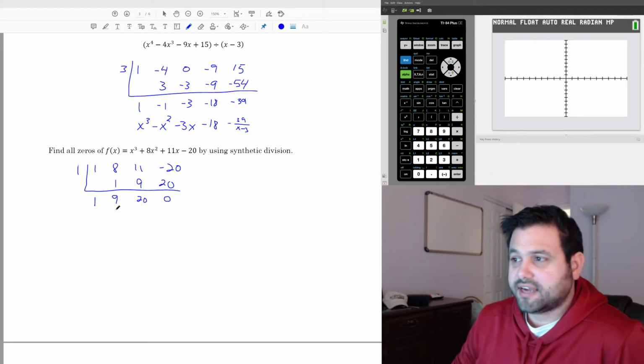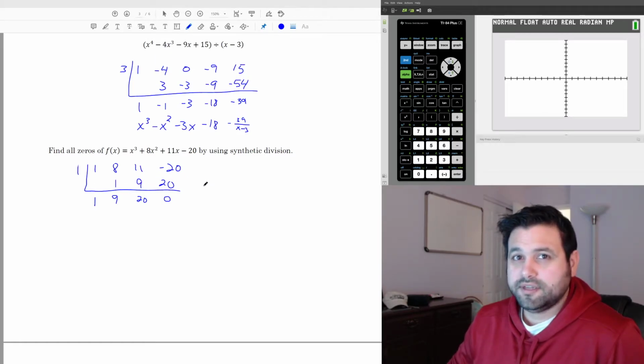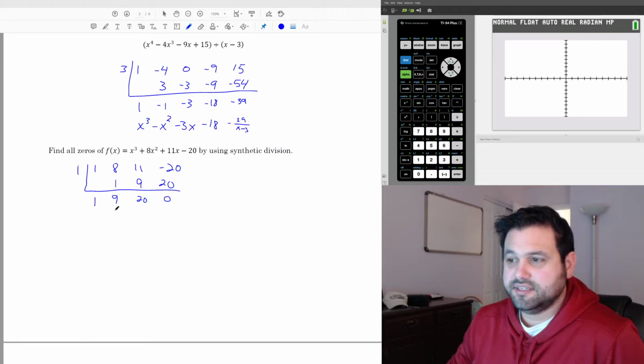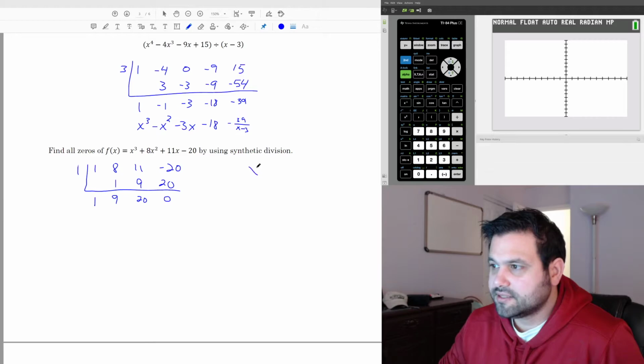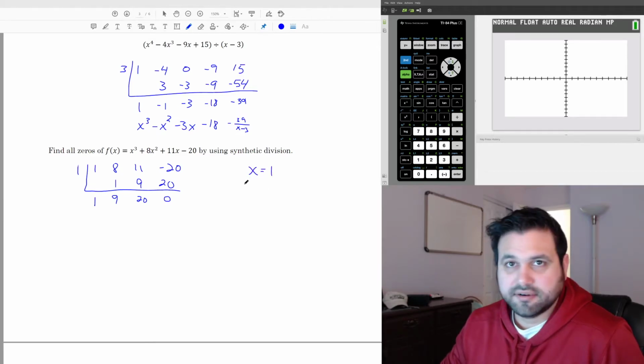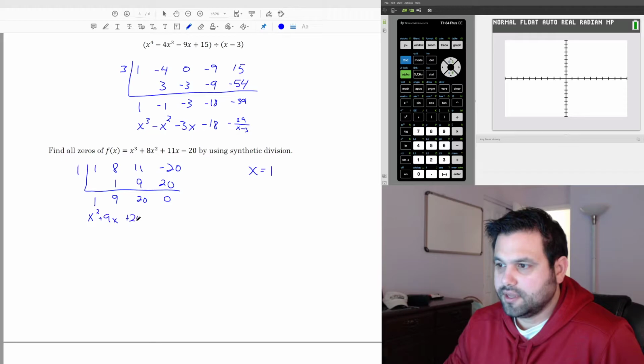This is a linear factor, or, well, x minus 1 would be a linear factor. Positive 1 is the zero. So seeing this, I'm trying to find all the zeros in this problem. Seeing that the remainder is 0, I can now say that x equals 1 is a zero. Okay? And what do I have left? One degree less. So this is x squared plus 9x plus 20.